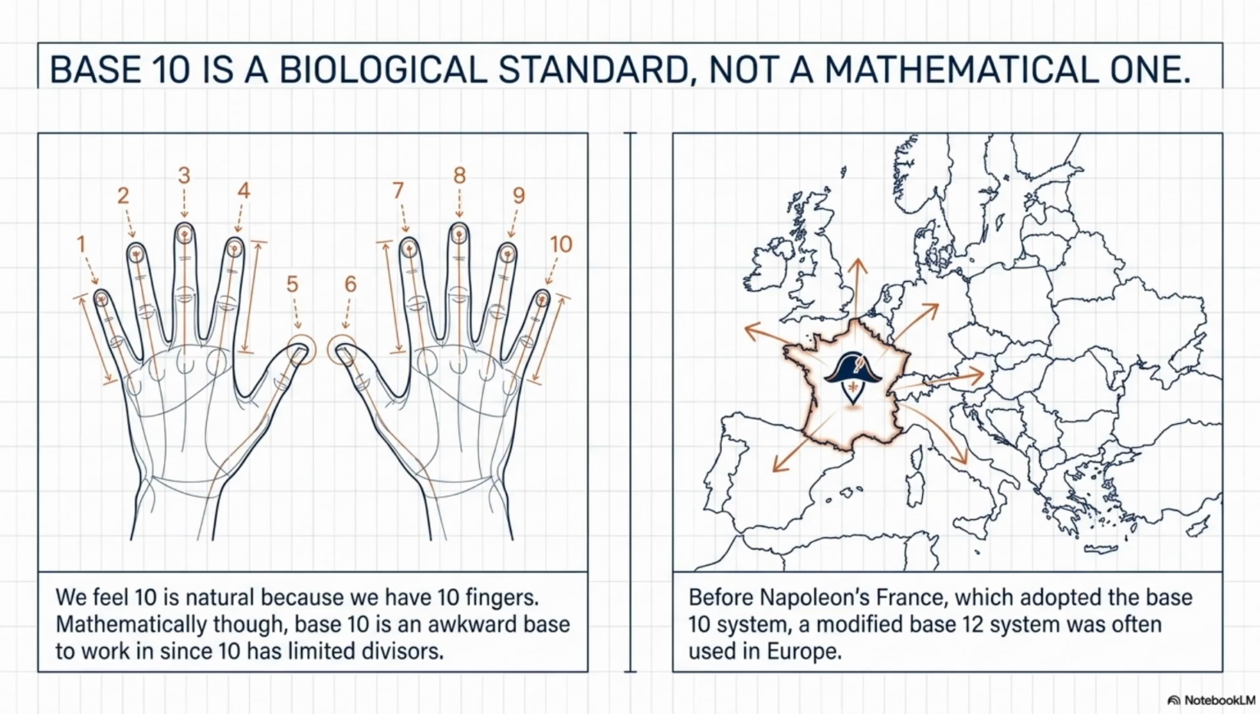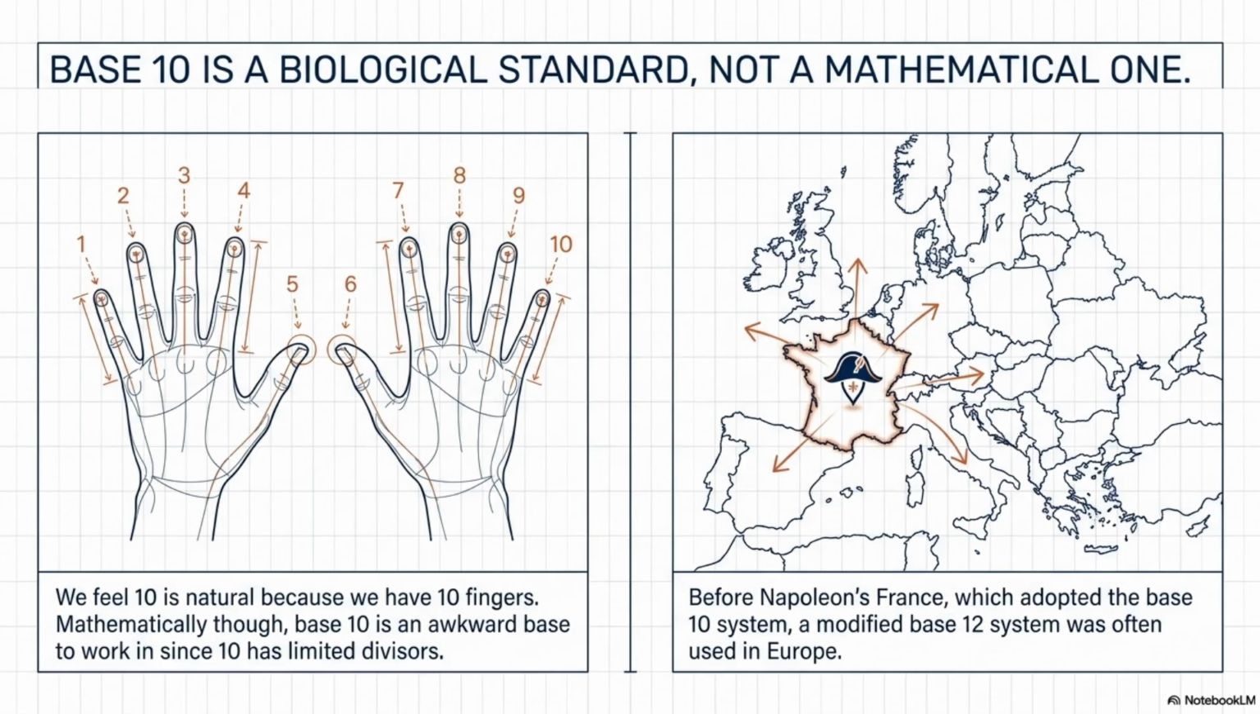But if it's so clunky, why did it conquer the globe? Because if you travel almost anywhere today, base 10 is the universal language. It feels like if there were a better alternative, human efficiency would have naturally adopted it by now. Well, you'd think so. But history doesn't always run on mathematical efficiency. It mostly runs on power.